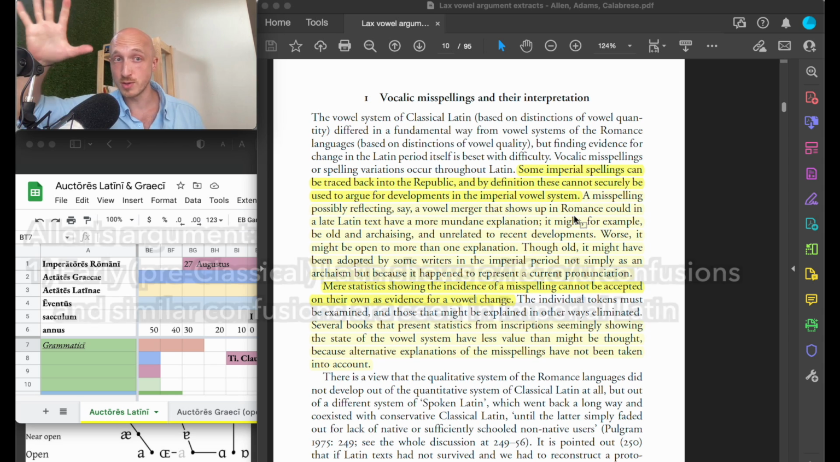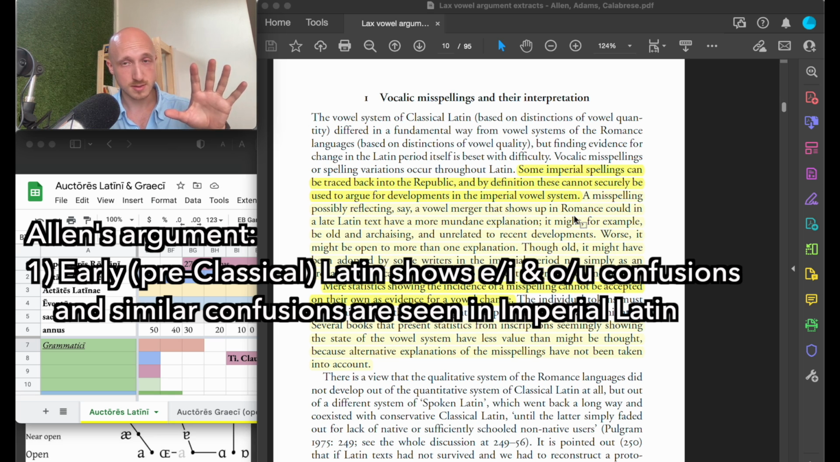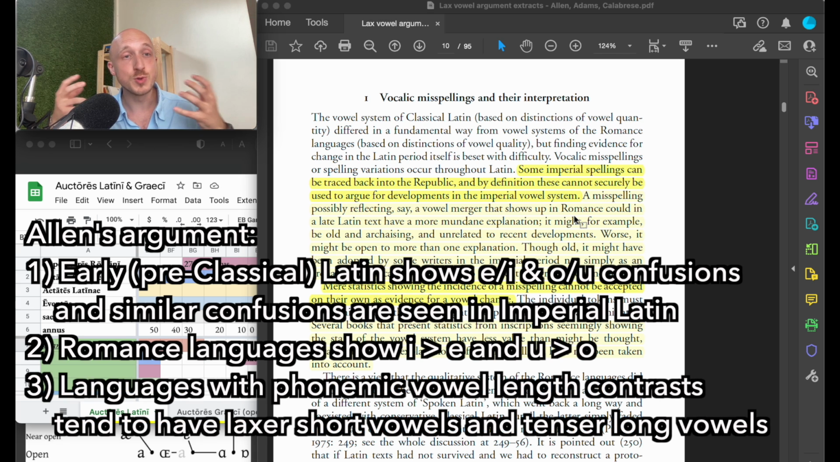We see early inscriptional things which seem to anticipate the Romance developments, as well as some misspellings in the imperial period. We also have the Romance languages, and the third part of Allen's hypothesis, his argument, his vowel system, is that these reduced qualities happen in languages that have phonemic vowel length. So those are his arguments.